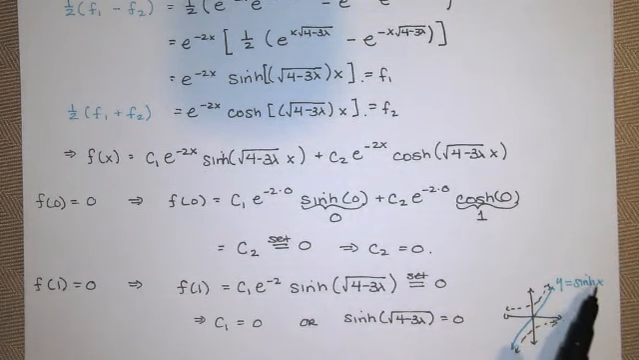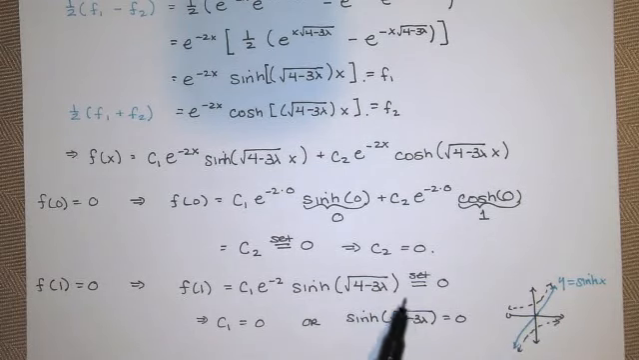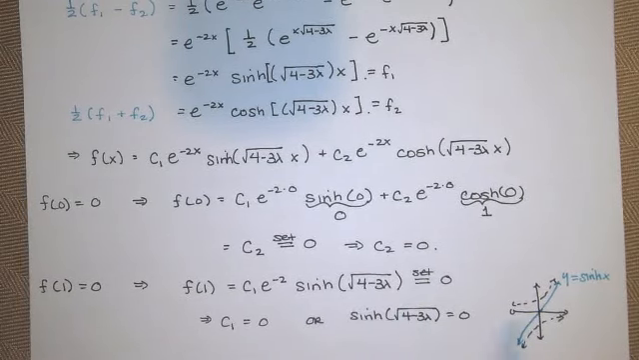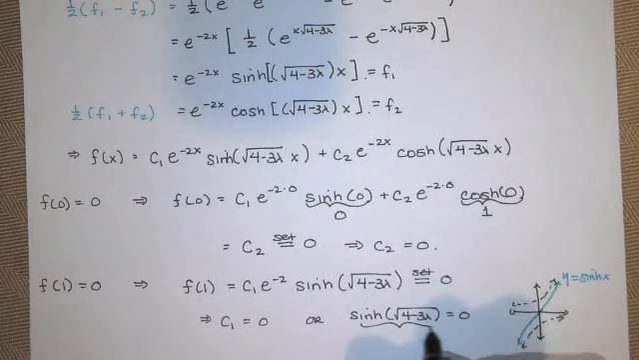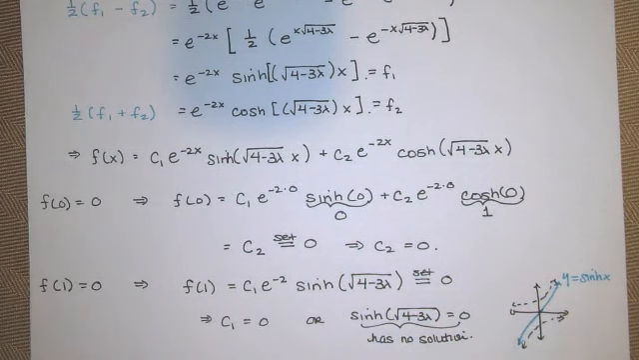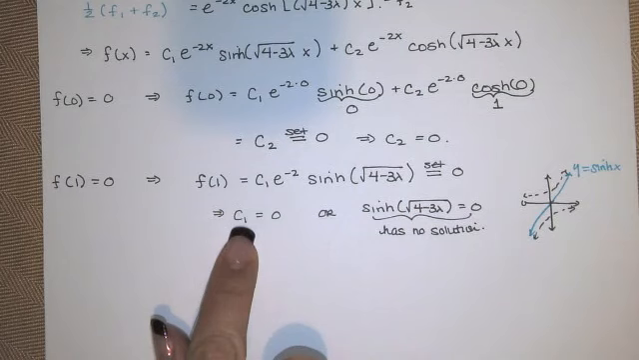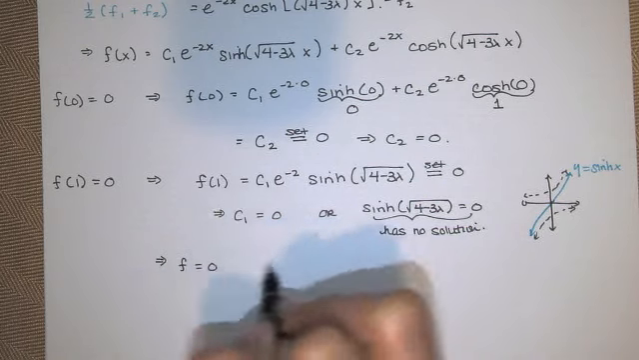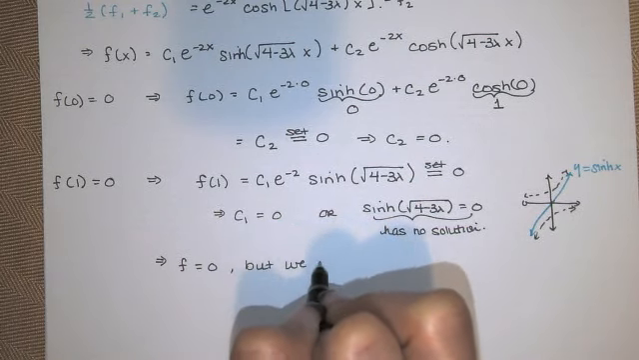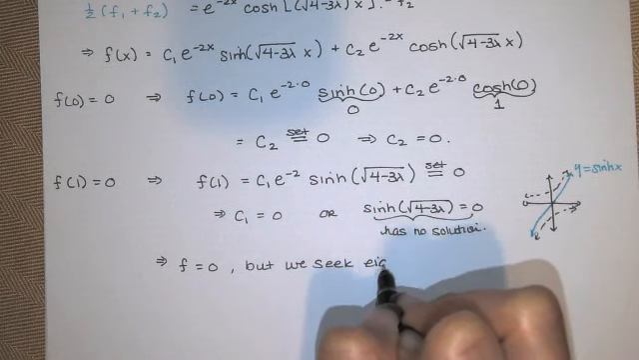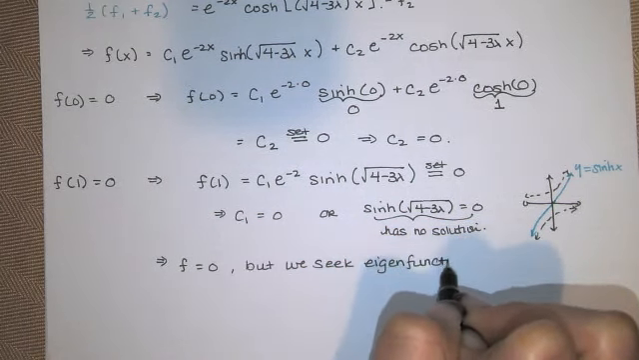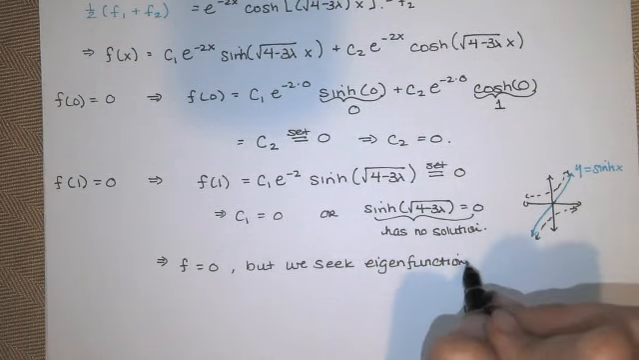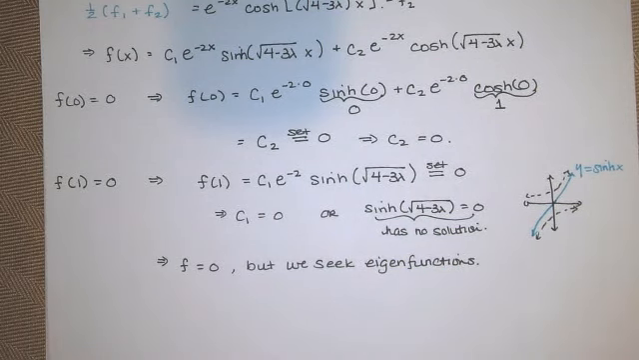The only time that the hyperbolic sine function is 0 is when the argument equals 0. So if this is positive, we're not going to get a 0 for this. So this has no solution. Since that has no solution, that means our only option is for C1 to be 0. So C2 is 0 and C1 equals 0. That means f is equal to 0. But we seek eigenfunctions. Those are non-zero solutions to the boundary value problem. And since that's a 0 solution, that's not an eigenfunction.